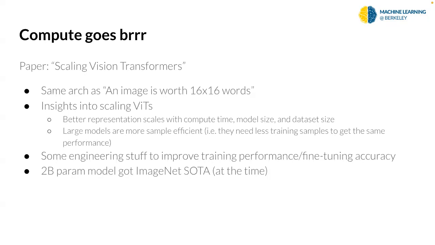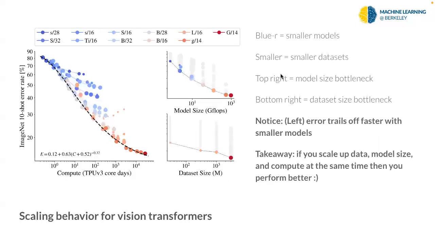And so scaling vision transformers is the equivalent of that, not for text, but now for vision transformers. They use the same exact architecture, and they have a little bit of insight into scaling. Better representation scales with compute, time, model size, and dataset size, and large models are more sample efficient, which is actually a pretty fun result. You can train large models with less data and have them be higher performing than small models with less data. And then lots of small engineering things, 2 billion parameters, ImageNet state of the art at the time, fun stuff.